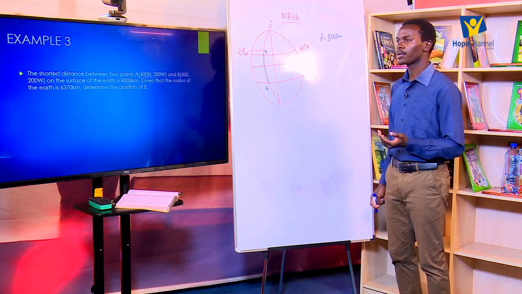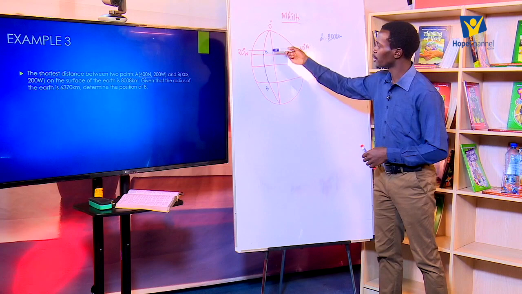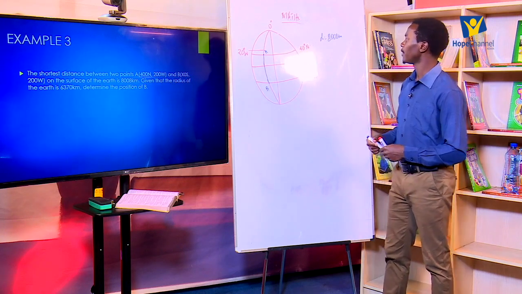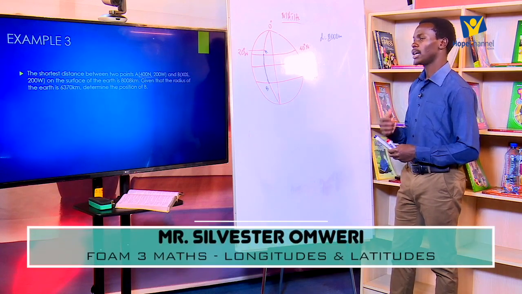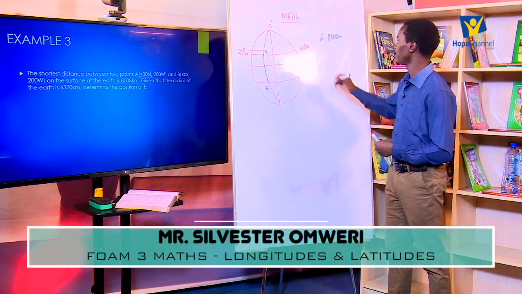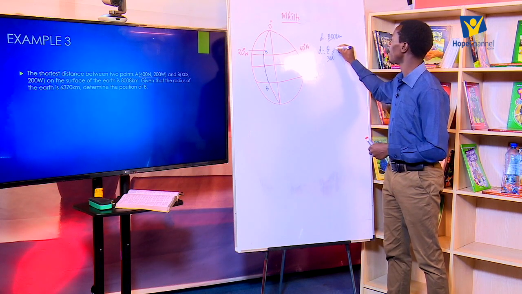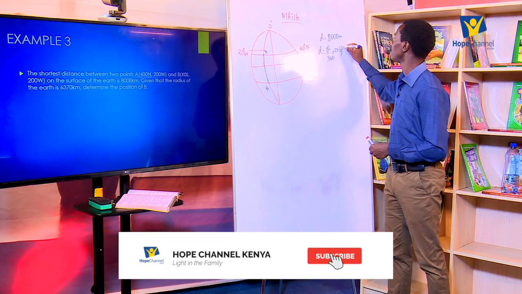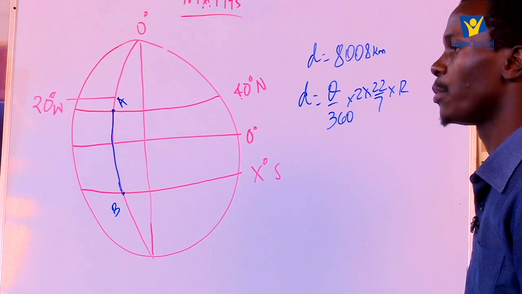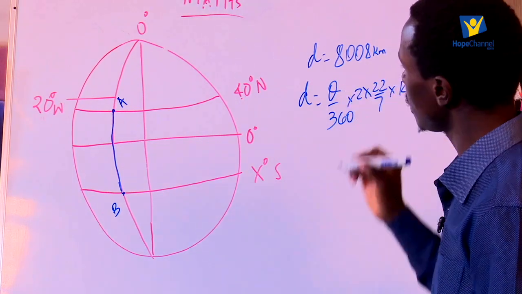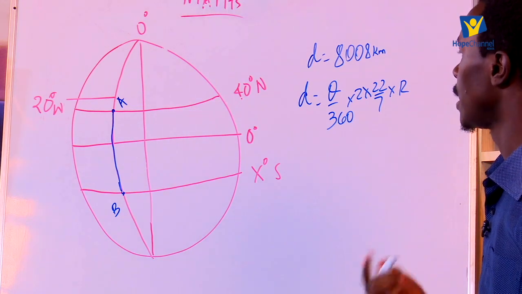Now you should first of all ask yourself, what is the distance along? Is it along a small circle or a great circle? Now because it is basically A and B, A is north of B or B south of A, then definitely it is distance along a great circle. Now it should come into your mind, how do we calculate the distance along a great circle? Distance D is theta over 360 multiplied by 2 times 22 over 7 times R, or basically theta over 360 times 2 pi R.